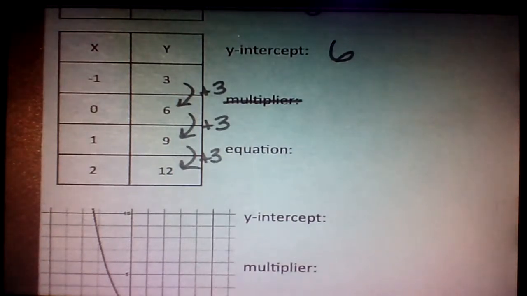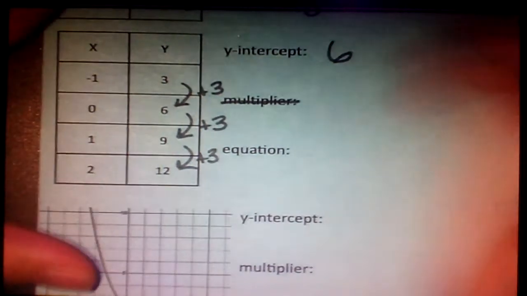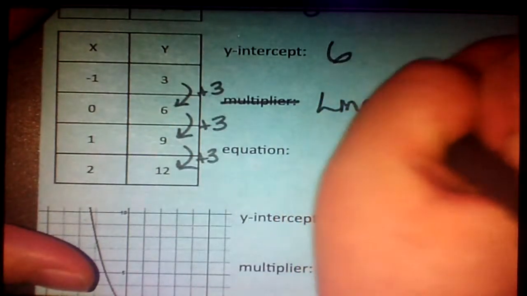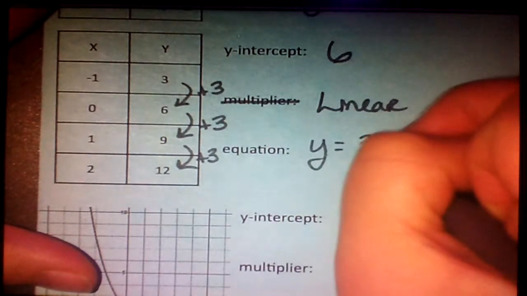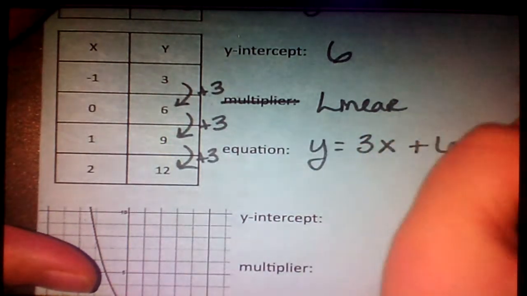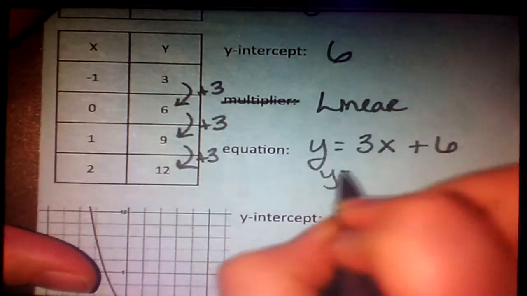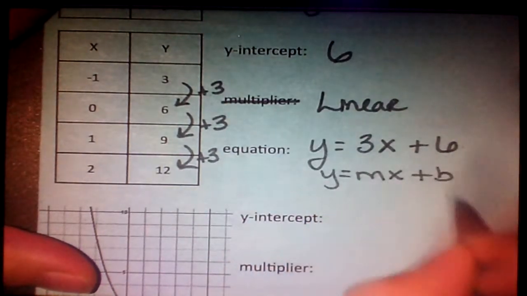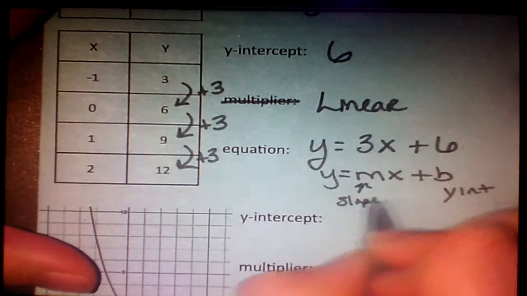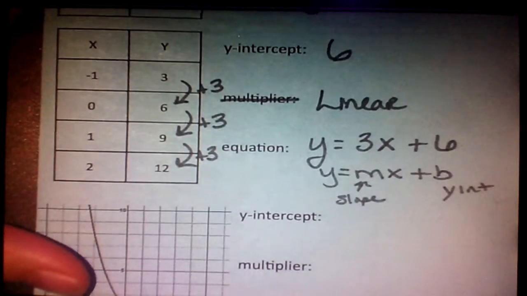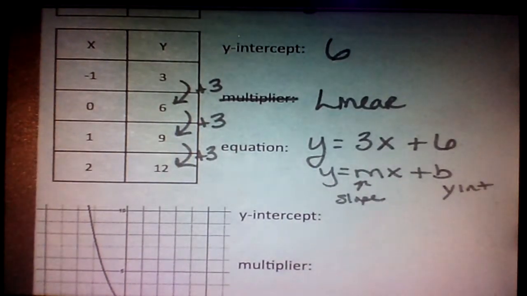Because your pattern here to start out with should have been multiplied by 2. But 6 times 2 should have given me 12. So this is technically linear. So this is not exponential. So your equation then should have been y equals 3x plus 6. Remember, it's y equals mx plus b, where b is your y-intercept and m is your slope or your pattern. Okay, so that's why the 3 went in front of the x and the 6 is your y-intercept.